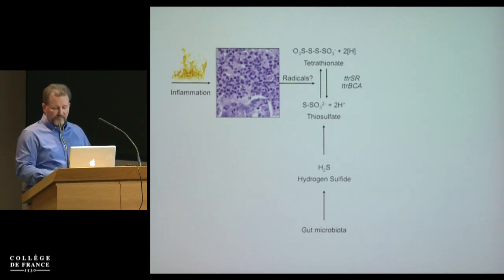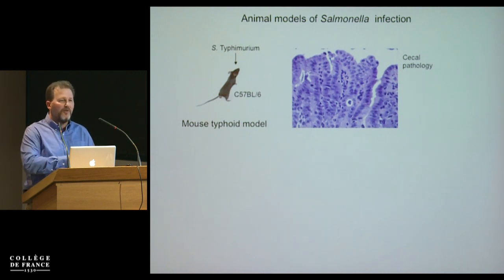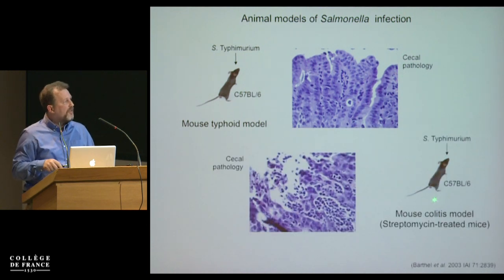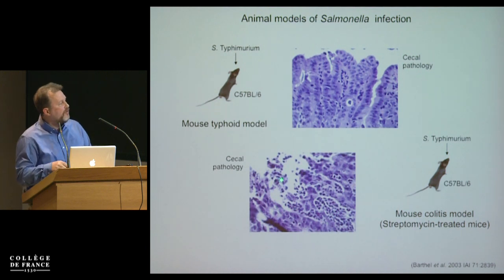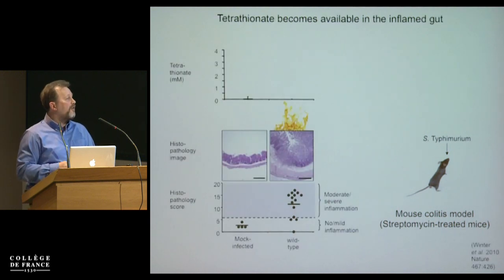So we wanted to test this, and in order to have a model, the mouse model I told you about is a little problematic. Mice don't get very much inflammation when they're susceptible to Salmonella before they actually become moribund. But Wolf Hardt had developed a nice model where mice are treated with streptomycin one day before infection, and then in that setting, mice develop much more pronounced inflammation, and you actually see neutrophils migrating into the lumen. So we decided to use that model to ask whether tetrathionate respiration is important.